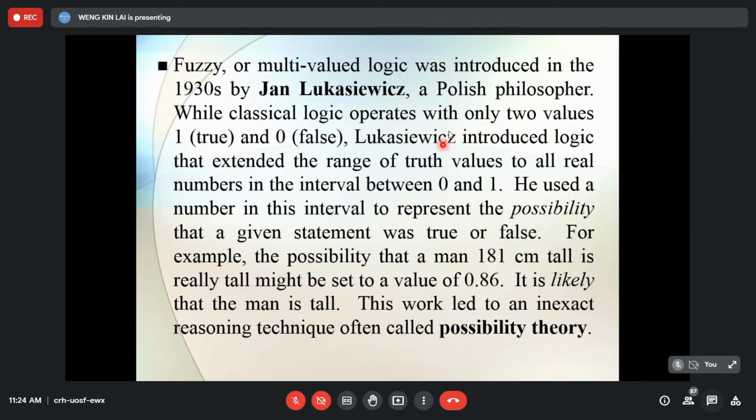So this Polish philosopher's work led to an inexact reasoning technique, right? So we talked about uncertainty reasoning. Now we talk about inexact reasoning technique, commonly also known as possibility theory, right? Possibility theory is based on this.